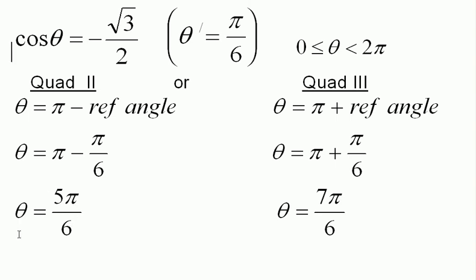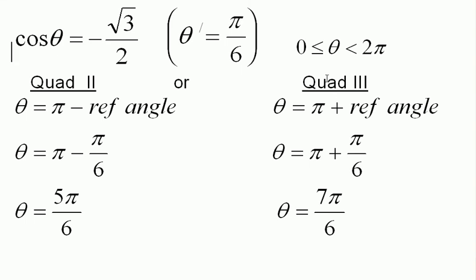So the first solution of this equation is 5 pi over 6. That is, if we had to work out cosine of 5 pi over 6, the answer would be negative root 3 over 2, making 5 pi over 6 a solution.